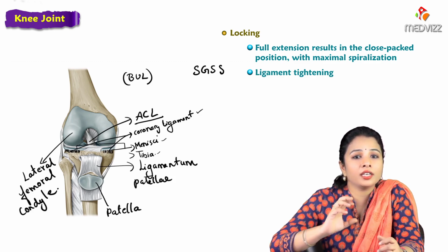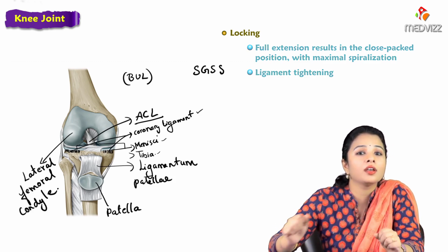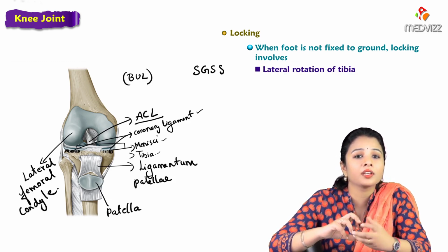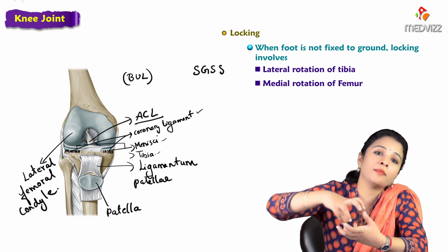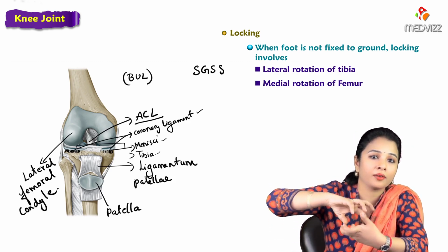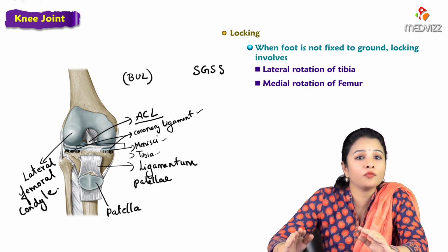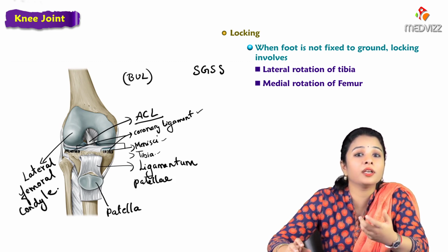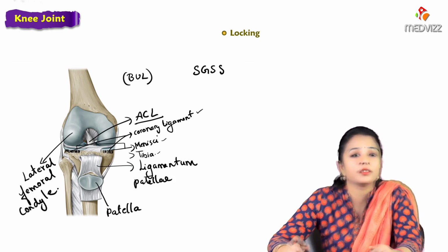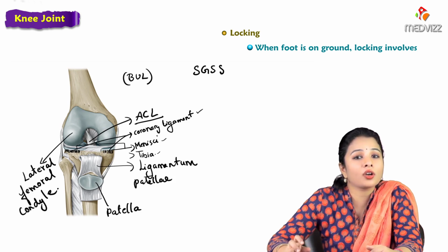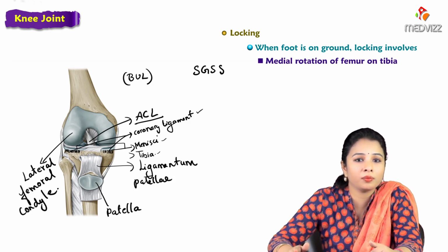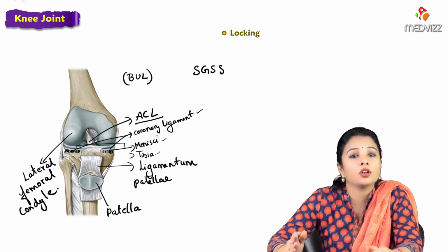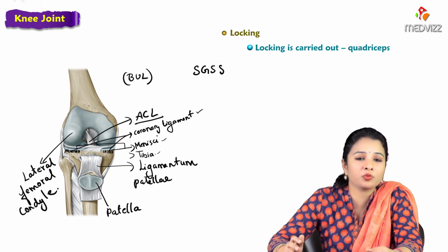The tightening of the ligaments happens during the locking, and locking of the knee joint involves the lateral rotation of the tibia. So lateral rotation of the tibia and medial rotation of the femur, that is locking. If the foot is not fixed to the ground and is free in the air, then the tibia moves. So when the foot is on the ground, locking is defined as medial rotation of the femur on the tibia during the terminal phase of extension of the knee. Locking is carried out by quadriceps femoris.